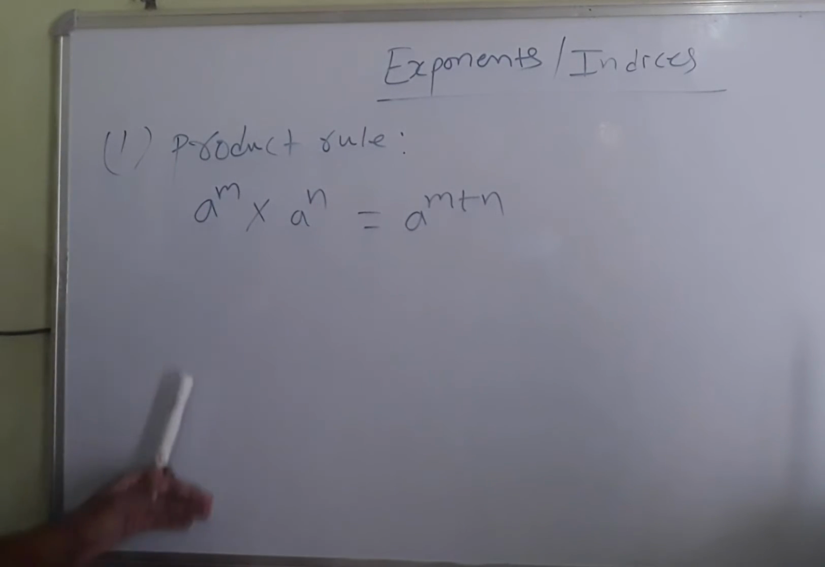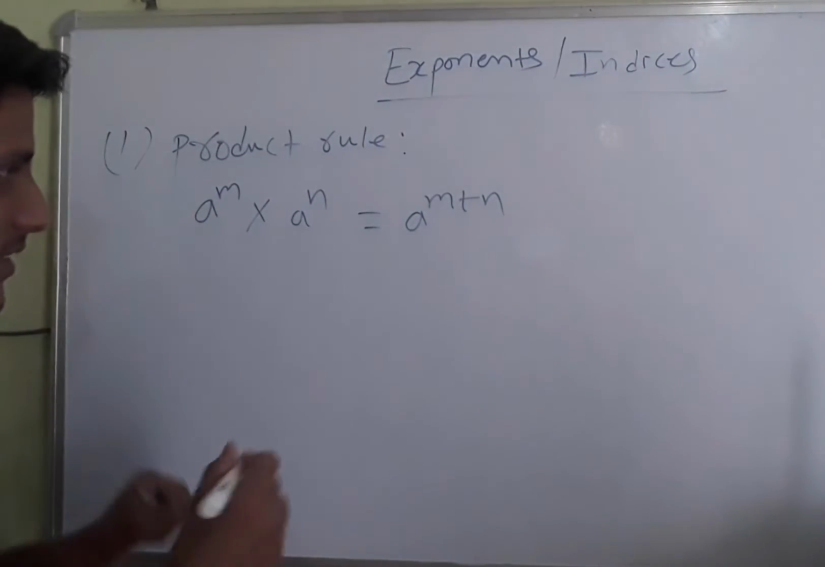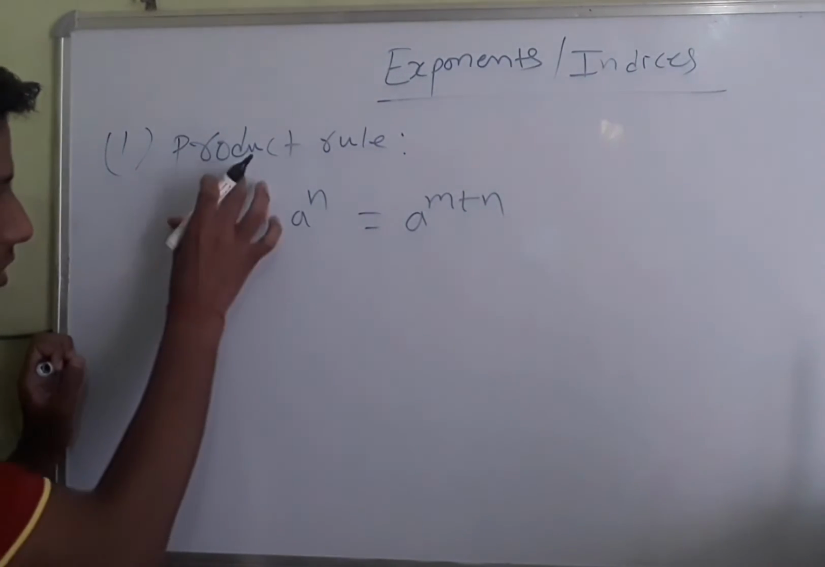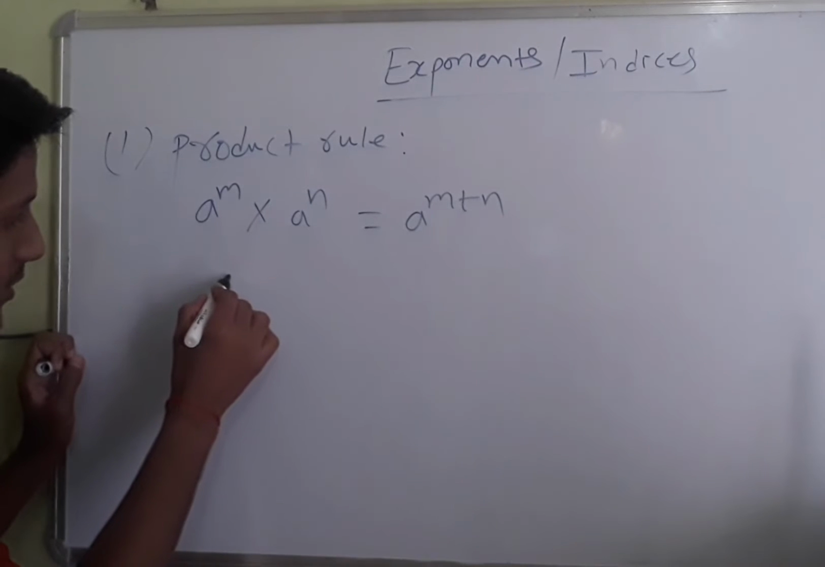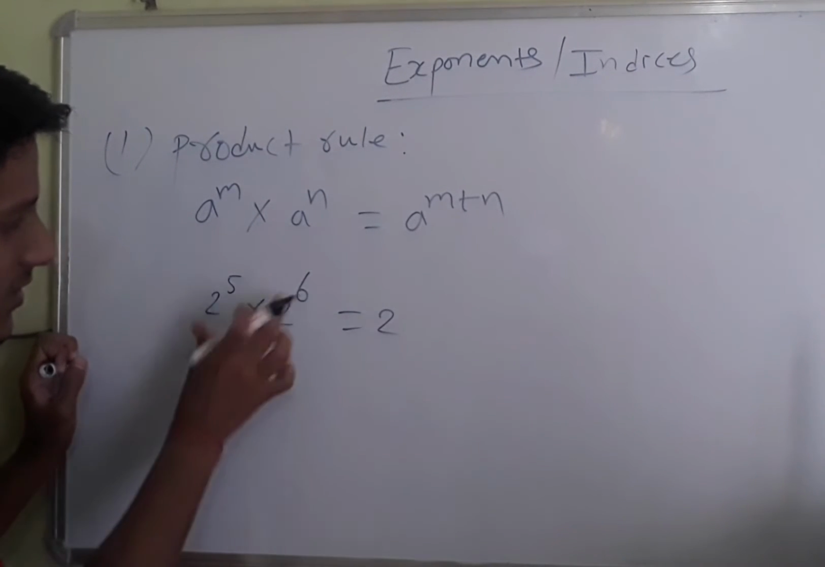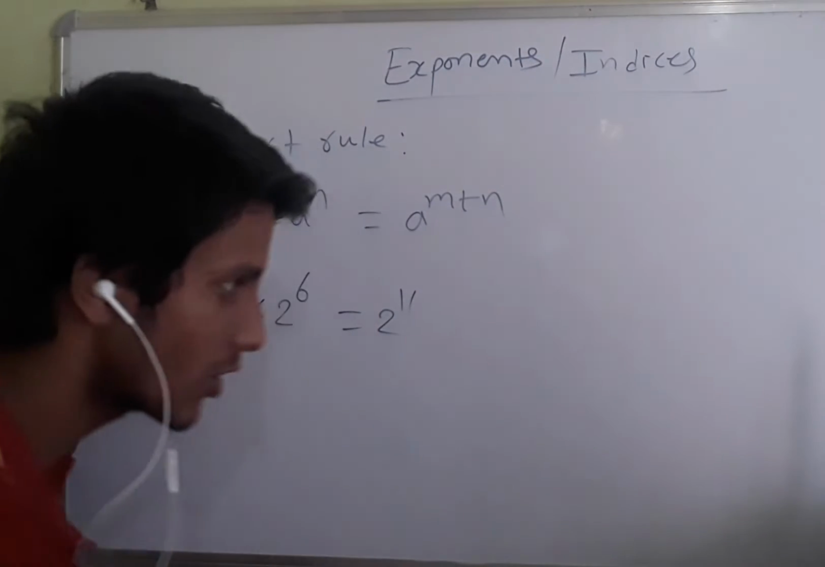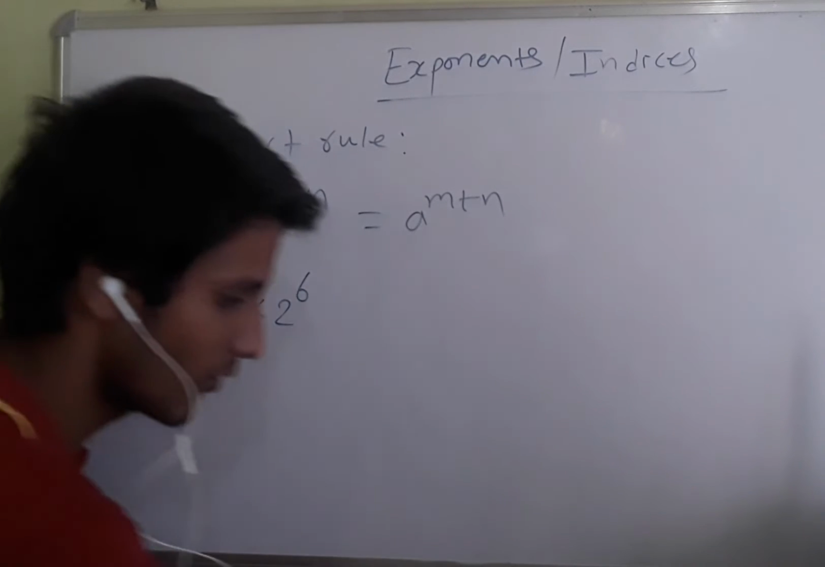If you are curious where this rule comes from, it comes from this: when you have the power of any number, let's say 2 to the power 5th times 2 to the power 6th, then you add those up. It's 2 to the power 11th. How come you add those up? That's the thing that we're going to find out.